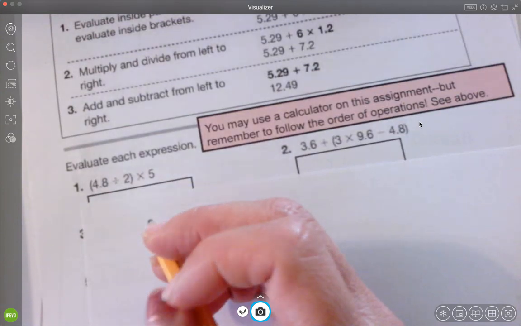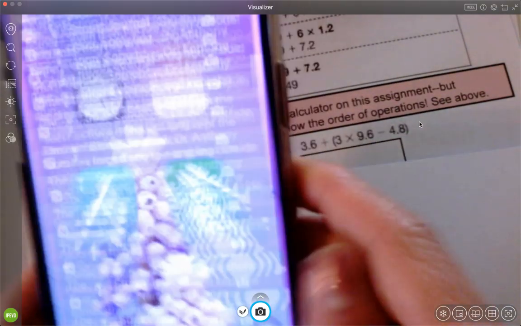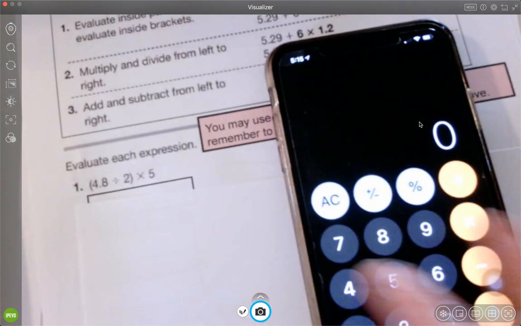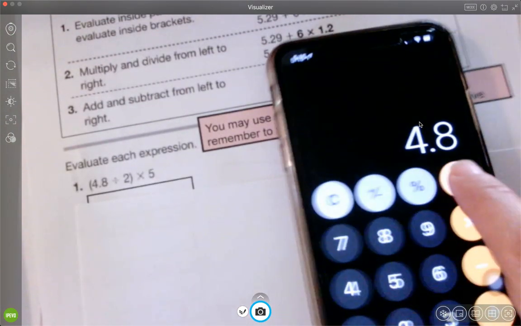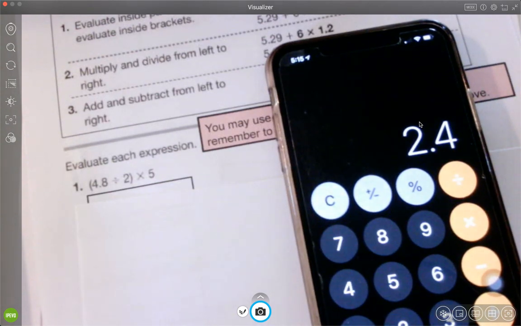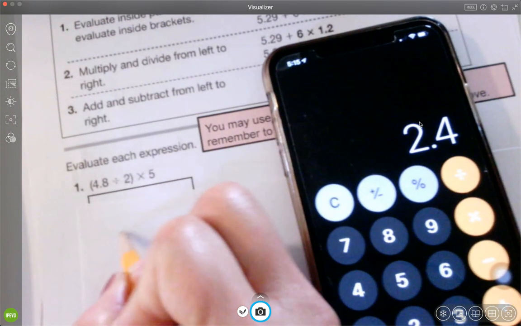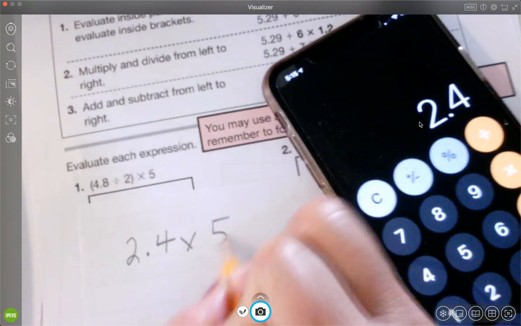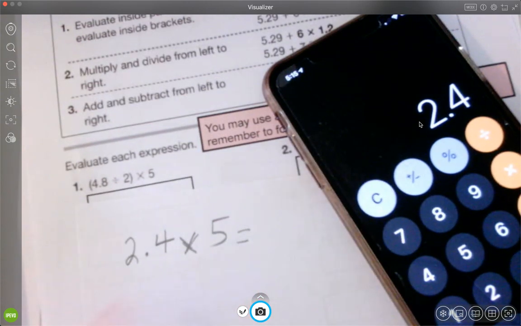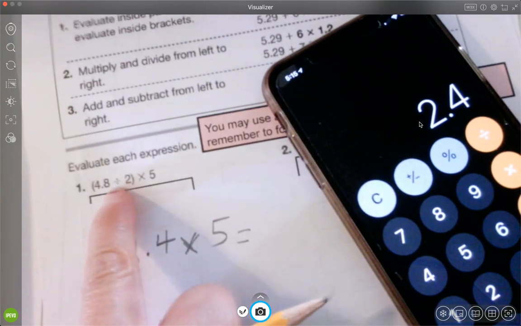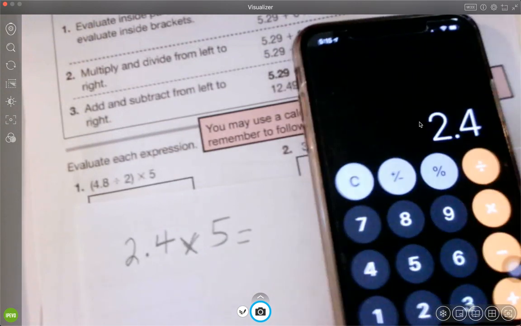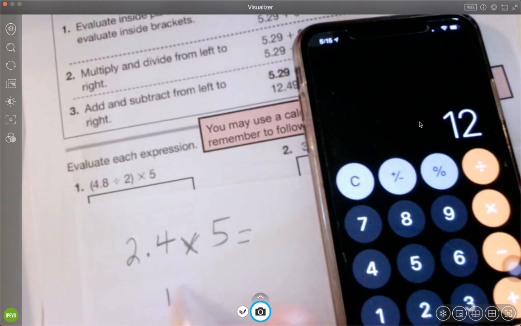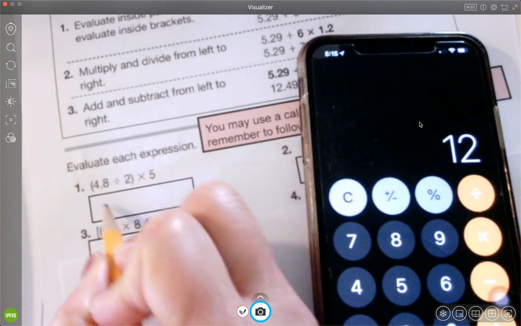And again, you can use a calculator on this assignment. So I'm going to get my calculator out. And I'm going to go ahead and start. So I have 4.8 divided by 2, and I get 2.4. So now I have 2.4 times 5. Now I'm going to go ahead and multiply 2.4 times 5 because I did my parentheses. Now I'm multiplying by 5. And I'm going to go times 5, and I get 12. So this expression here is equal to 12.